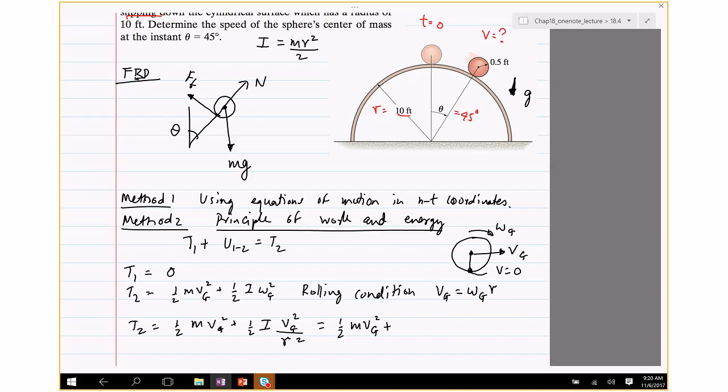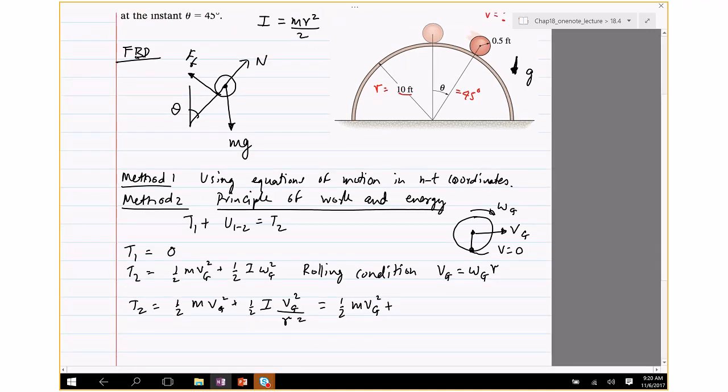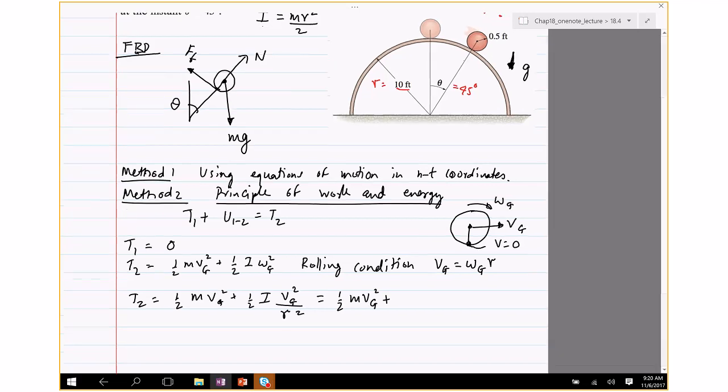Does that mean that in rolling without slipping, friction does no work? Yes. If it's slipping, friction does do work. If it's not slipping, as in this case, friction doesn't do work.